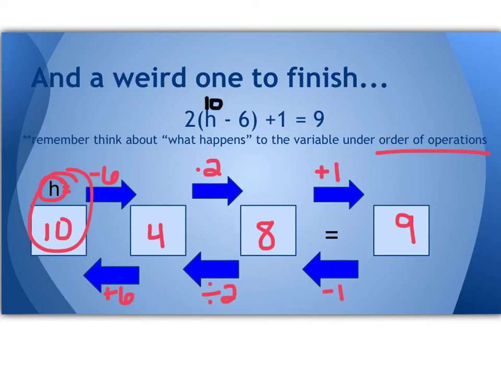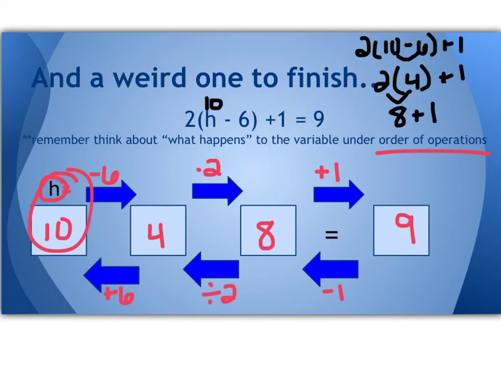Again, I can plug this in to see if it'll work. If I plug in the 10 for h, and we do what's inside parentheses first, so it'll look like this: 2 times (10 minus 6) plus 1. So again, we would do what's in parentheses first. 10 minus 6 is 4. And then I would multiply. 2 times 4 is 8. 8 plus 1 is 9. And these match. So check. I did it correct. And you'll know 100% of the time that you are right. You should never fail anything because you should always be able to check your answers. Now, good luck.